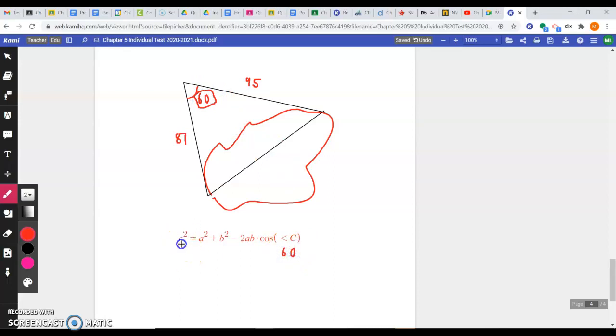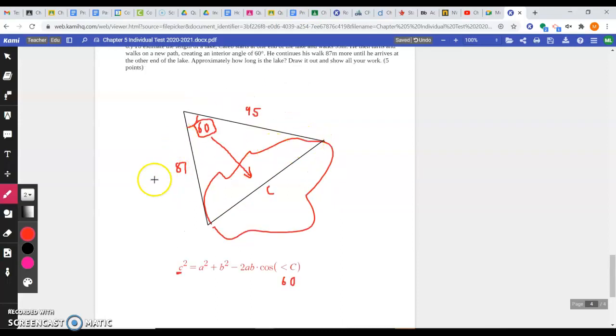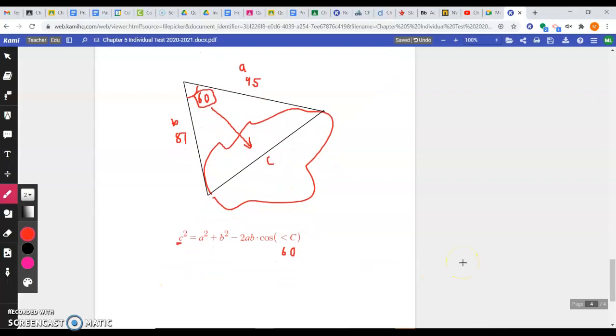Your little c right here is always the side length across from your angle. So here is my little c. And a and b you get to choose, but it's going to be the side lengths that you know. So in this problem, I would say 95 is a, 87 is b, and I would plug in each part and go on and solve.